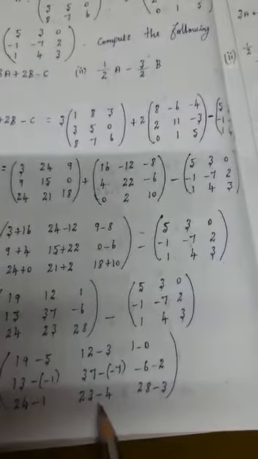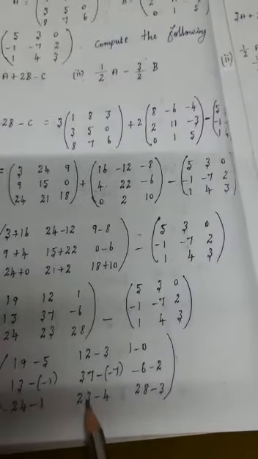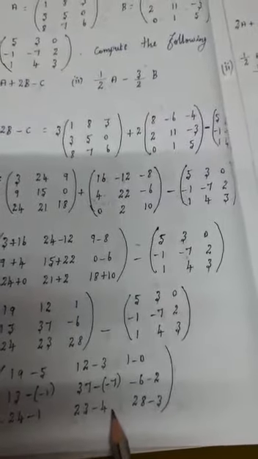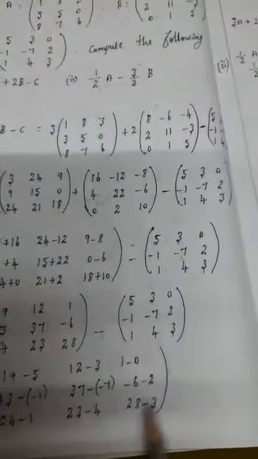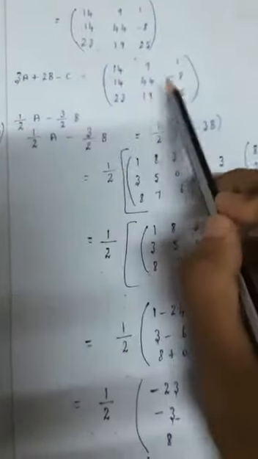23 minus 4, different sign. Okay, so here subtract. So 23, you can subtract 23 minus 4, that is 19. 28 minus 3, that is 25. Okay, so now we have got the value of 3a plus 2b minus c. So this is the answer.